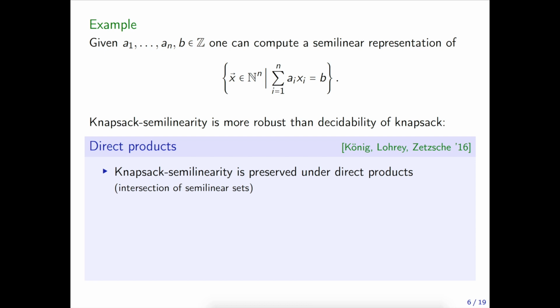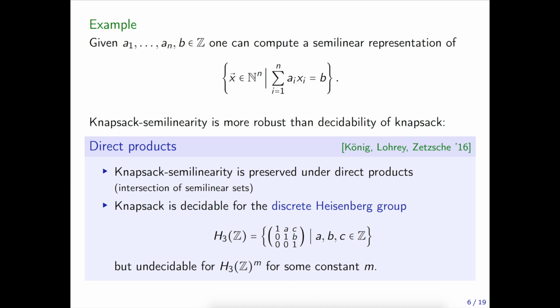And this does not hold for decidability of knapsack. For example, we know that knapsack is decidable for the so-called discrete Heisenberg group, which is the group of unitriangular matrices over the integers in dimension 3. However, it becomes undecidable if we take the direct product of m copies of the Heisenberg group, where m is some fixed number. In particular, decidability of knapsack is not preserved under taking direct products.